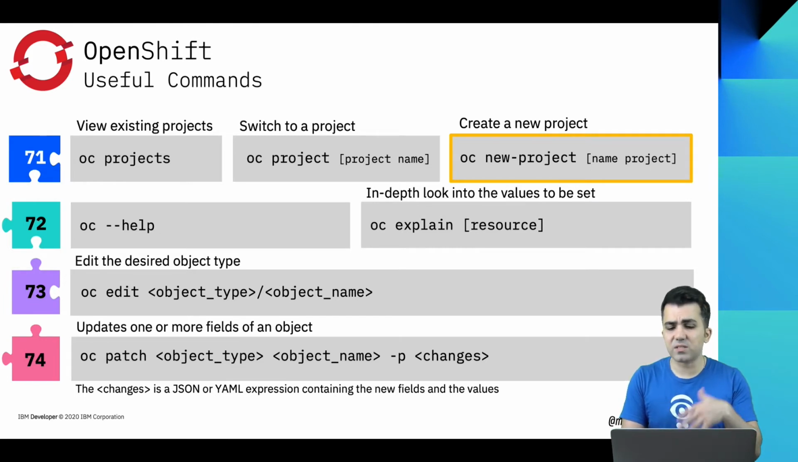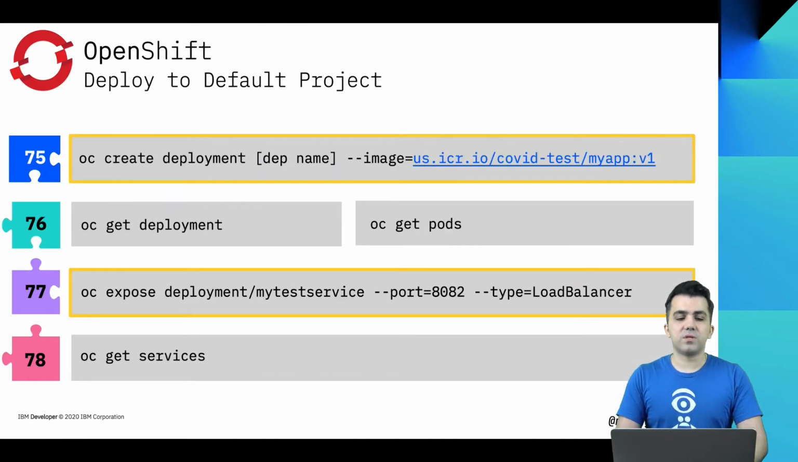So remember these commands for now, but the ones that are important to us are oc new-project, and also oc projects, where you can switch back and forth between different projects and also create a new project. Let's go to the next one.